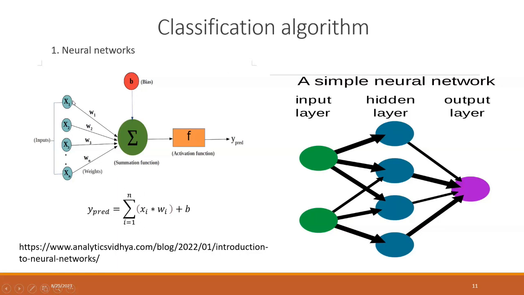N means the number of inputs, the number of neurons in the input layer. And then xi into wi plus b, where xi is the input multiplied by the weight wi, plus b. So this is the formula for calculating the value for the next neuron, which will be passed to the next neuron.